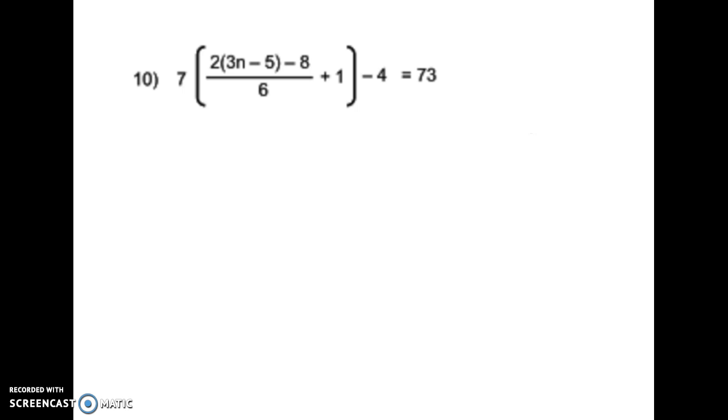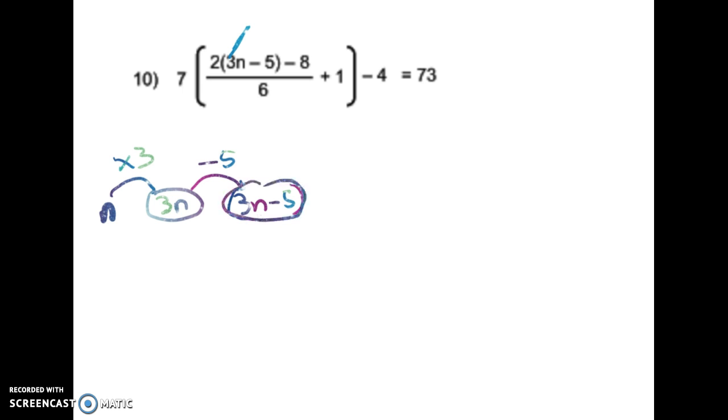So for this one, I am going to do one massive bubble diagram. We started with n in here. What happened? Well, we times it by 3, and that gave us 3n. Then we took away 5, and we get 3n minus 5. We took all of that, and then we times it by 2.